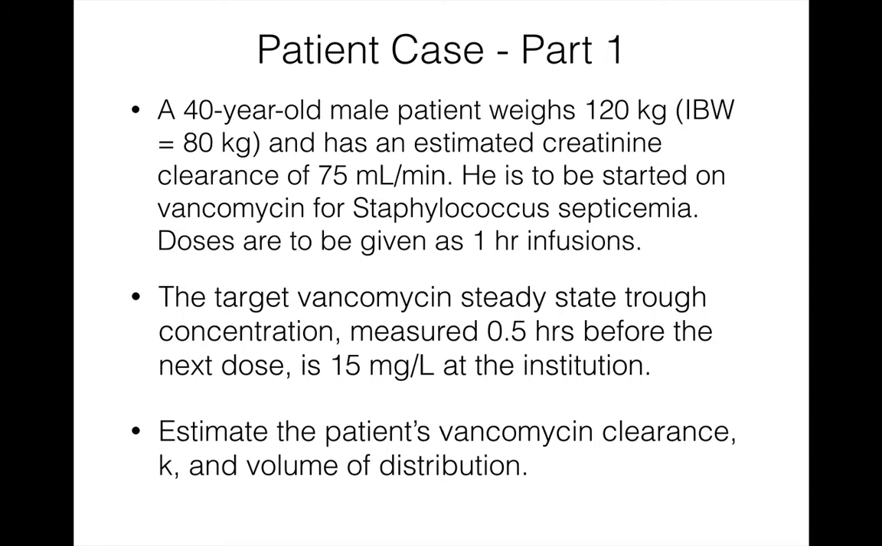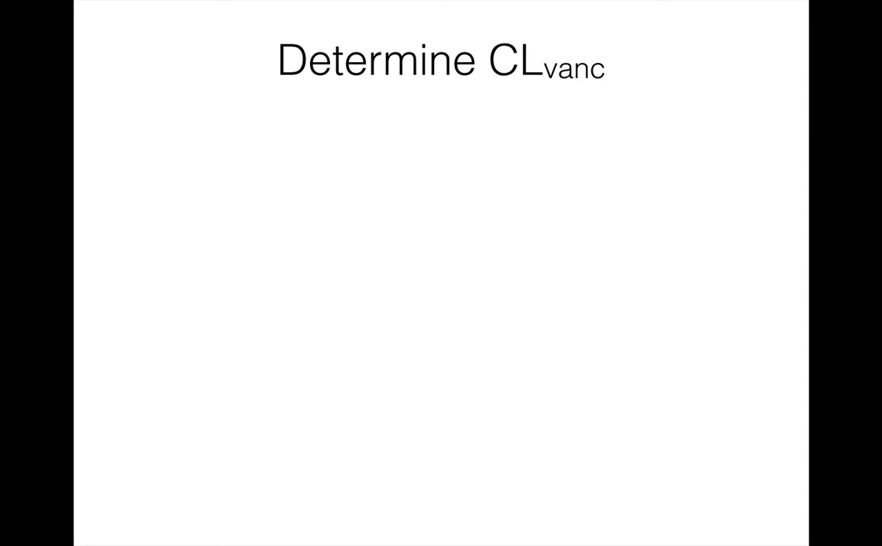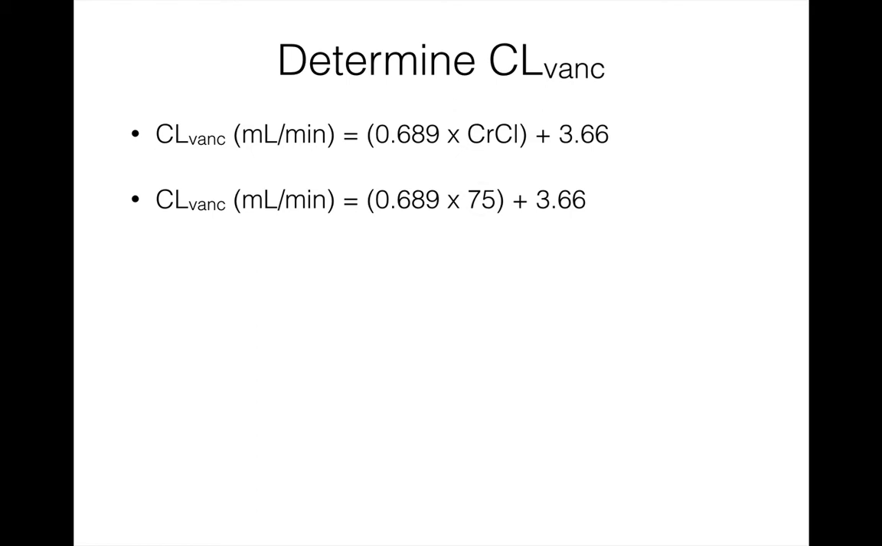We'll begin by estimating the patient's vancomycin clearance, elimination rate constant K, and volume of distribution in order to be able to predict the dose and interval. Let's start by determining the clearance of vancomycin. One of the equations found in the literature suggests that the clearance of vancomycin in milliliters per minute equals 0.689 times creatinine clearance, which is also in milliliters per minute, plus 3.66. Because our patient has a creatinine clearance of 75 milliliters per minute, we insert that into the equation and then do the solution and end up with a clearance of vancomycin estimated at 55.34 milliliters per minute.